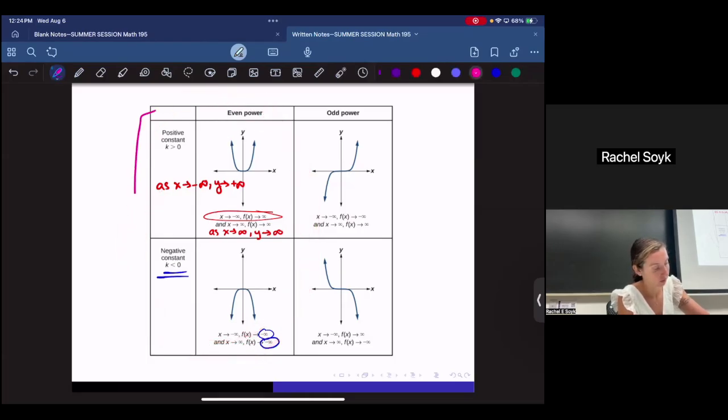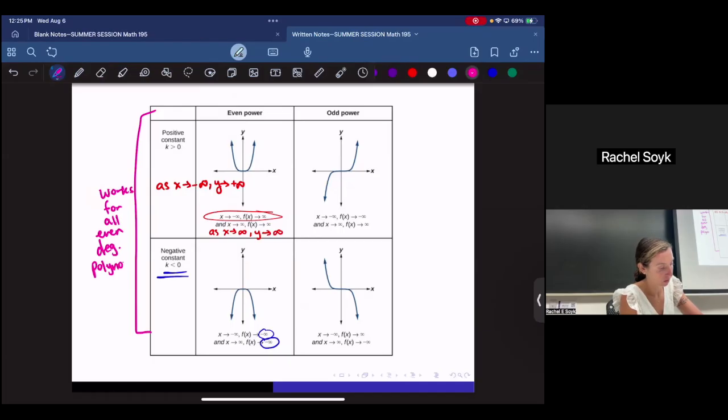We have, works for all even degree polynomials.